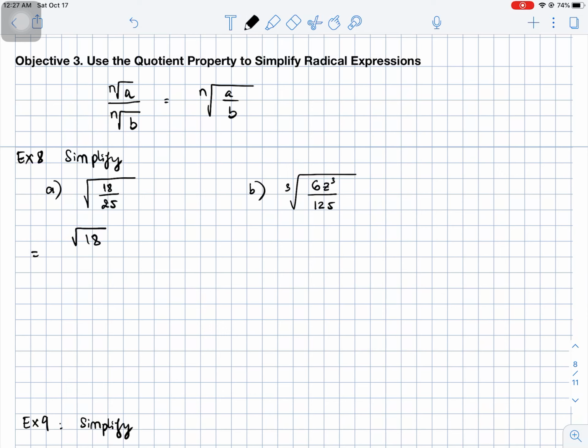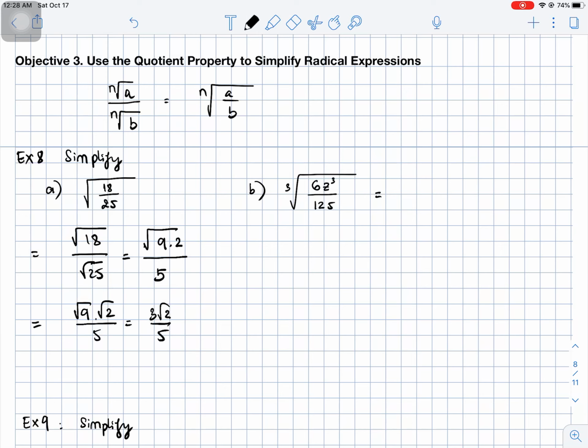Now we look at example 8. We have a fraction. You can see that 18 is not a perfect square number, but 25 is a perfect square number. Then we use the quotient rule. We will separate 18 and 25. Then we can simplify 25. The square root of 25 is 5.